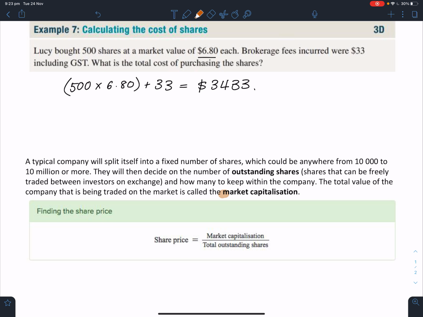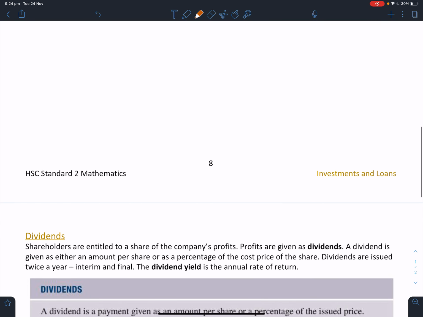To find the share price, you divide the market capitalization, so the amount that you're happy to put on the stock exchange, by how many shares you want to have, and that'll calculate the share price for you.